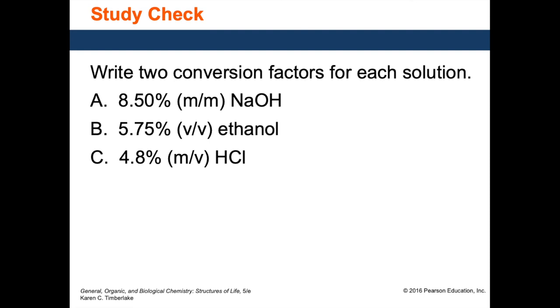So let's try practicing writing out those conversion factors. Take a second, think about each of these, make a close note of the m/m or v/v or m/v, and make a note of how that'll affect your units in your conversion factors. For each of these you should come up with 2 fractions, 2 conversion factors that you can use to help convert between your amount of solute and amount of solution.